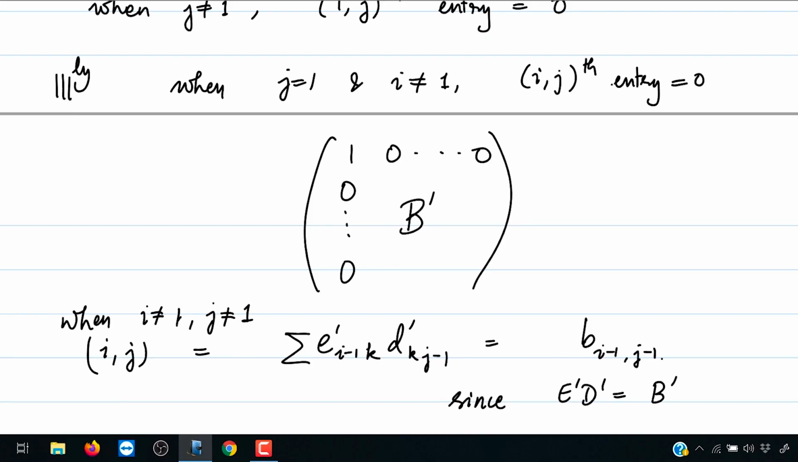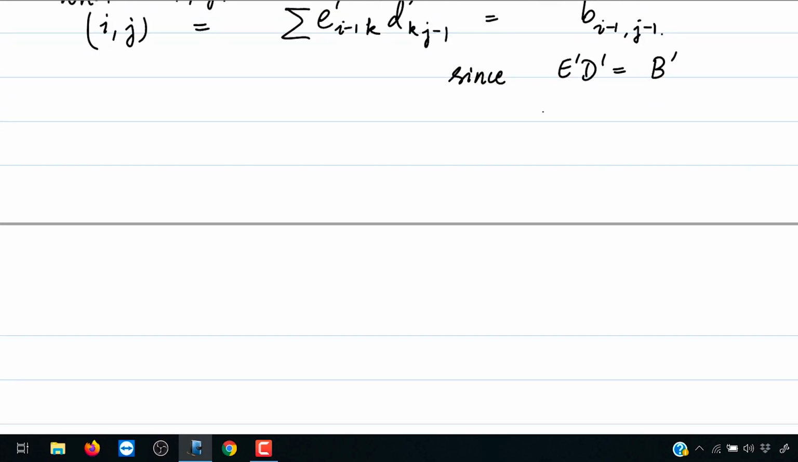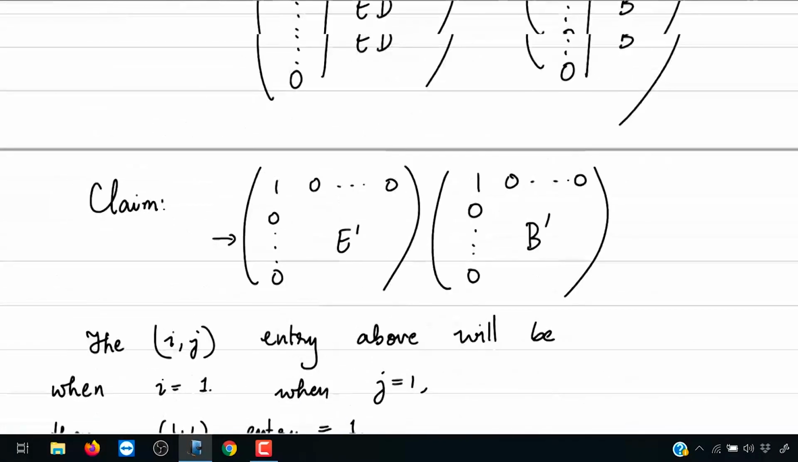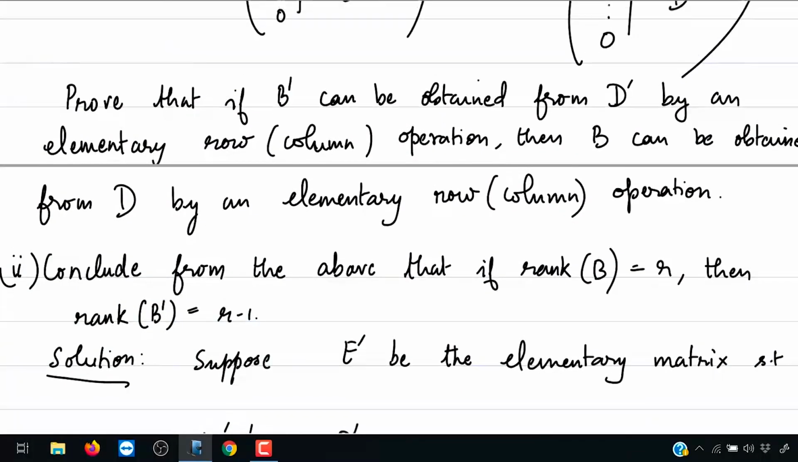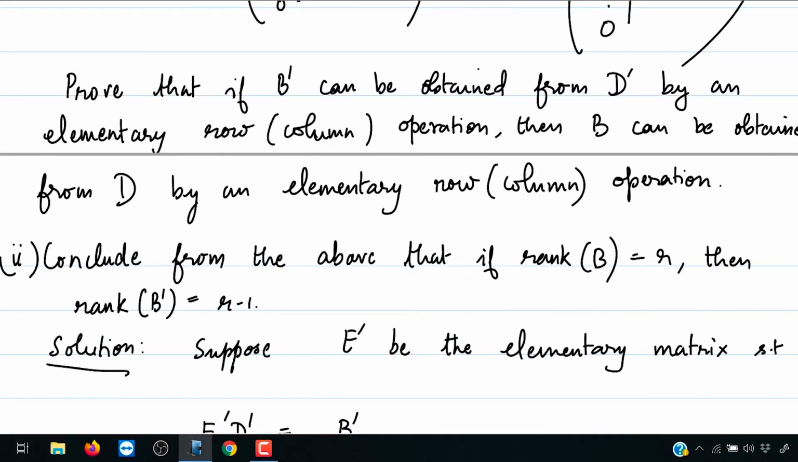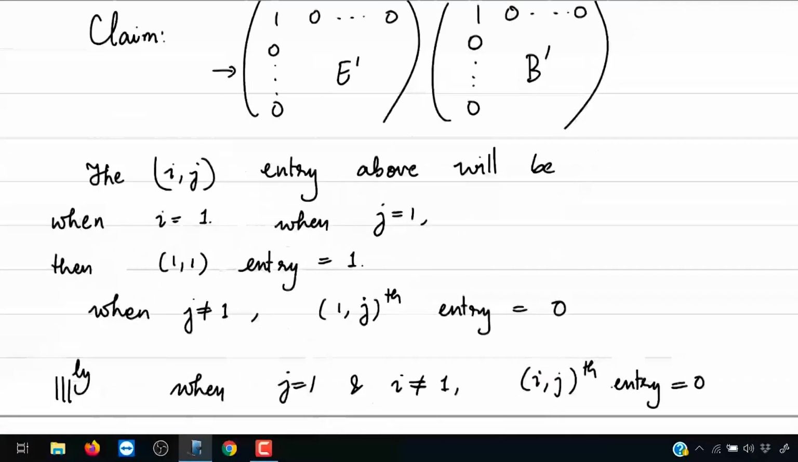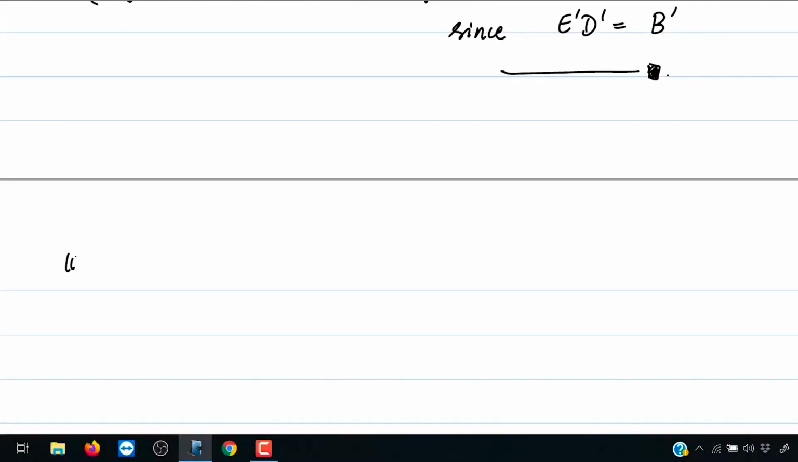All right, so we have established the first part of the problem. What was the second part? Let's go back. It says that using this first part, conclude that if the rank of B is equal to r, then the rank of B prime is equal to r minus 1. Okay, so let's see how to go about this. Let the rank of B prime be equal to some k.